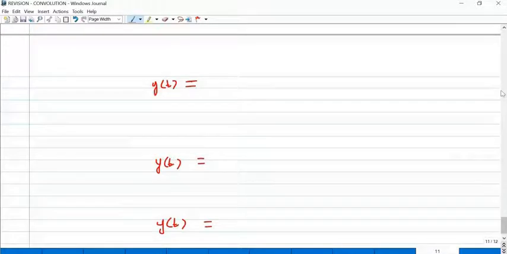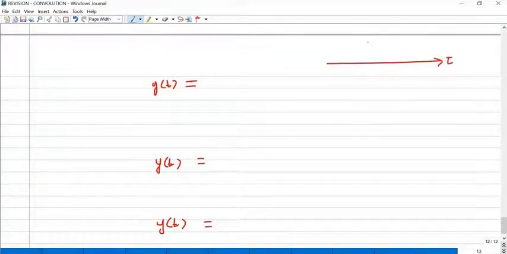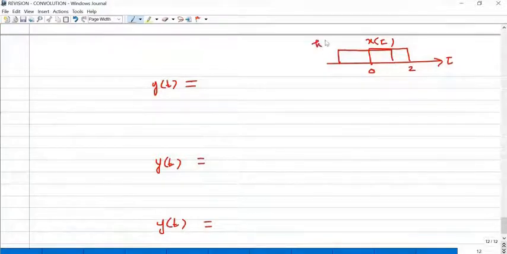For solving this, you can draw your x of tau, h of t minus tau generalized diagram. Now you draw tau, x of tau from 0 to 2. So now draw your h of t minus tau diagram. This is the h of t minus tau diagram when t is between 0 to t.